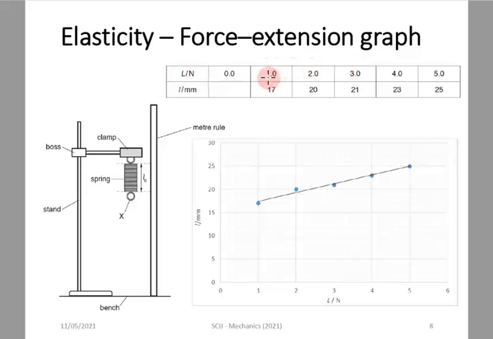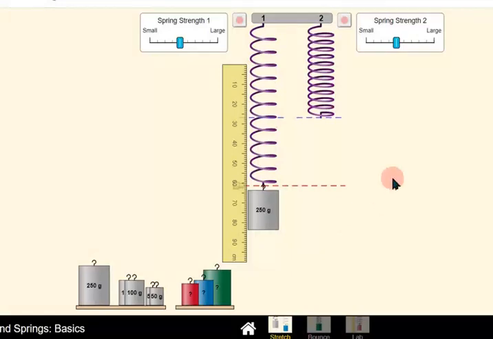So when we put 1 Newton on it, it will extend to some point. Then when we have 2 Newton, it will extend to another point in that order. Then we can plot the graph. Alright, let me demonstrate that one with a simulation on the internet.